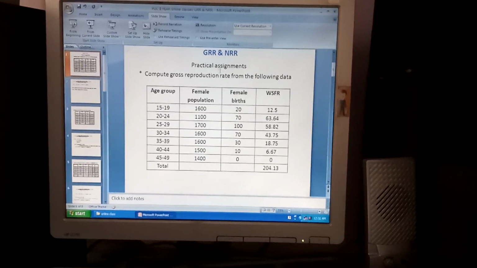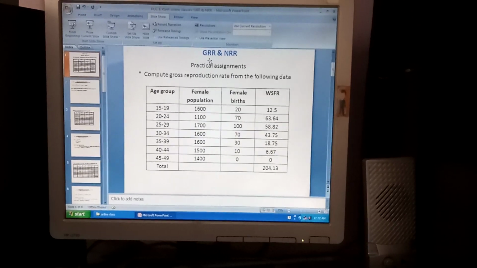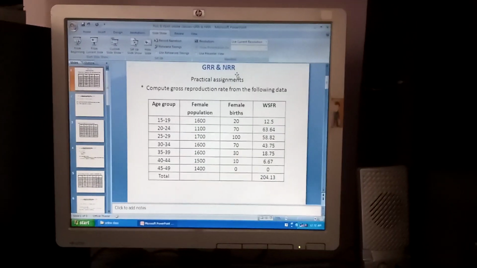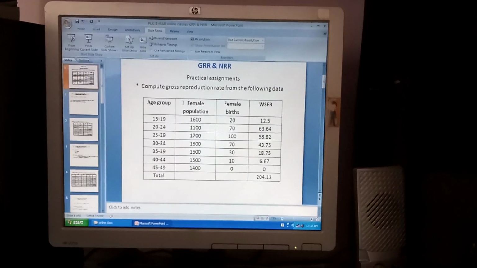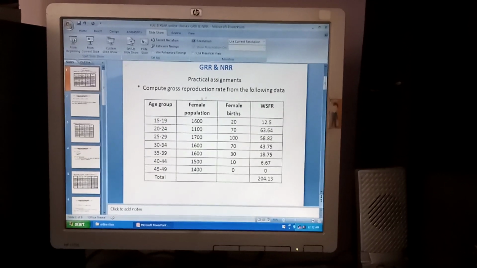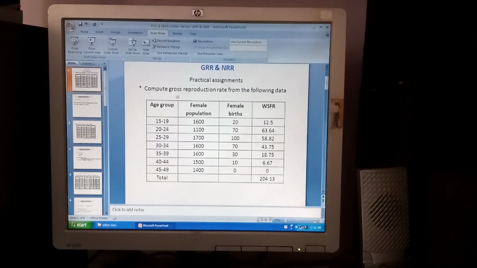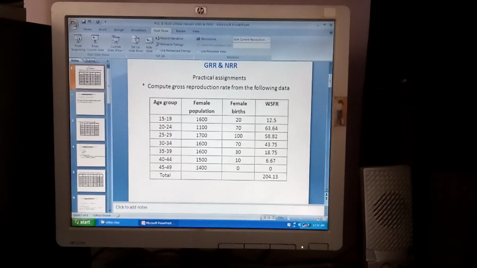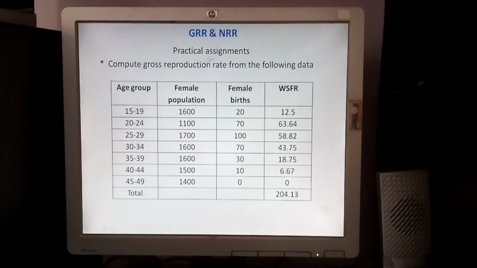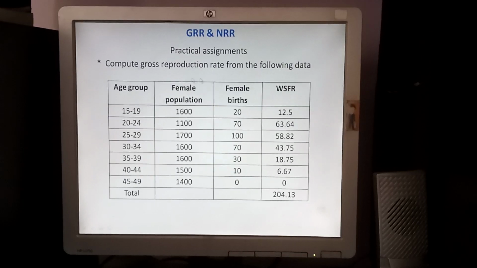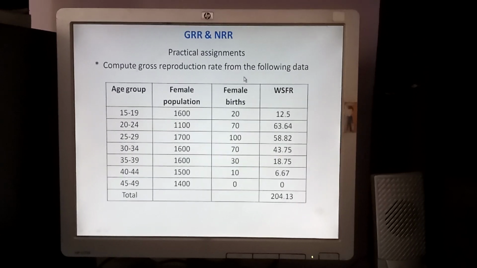Hello students, today we are going to consider GRR and NRR problems from the practical assignment part. Actually, it is the fifth question given in the assignment part, so we'll consider this problem. Here gross reproduction rate is asked to obtain, that means GRR is asked to calculate.